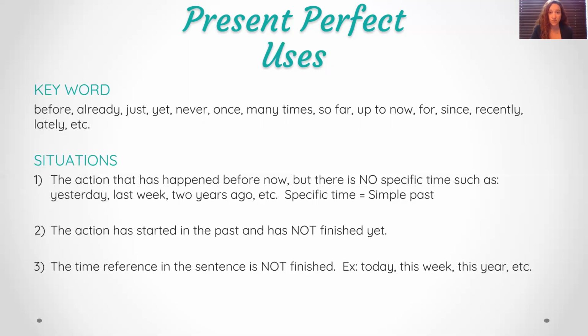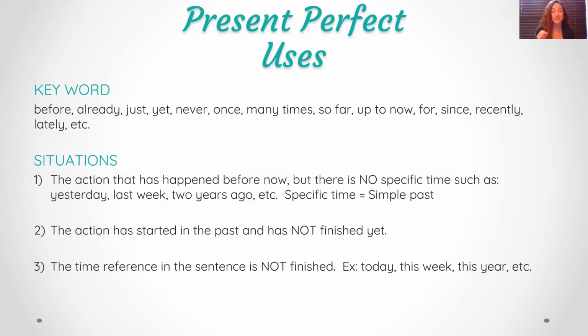Good. So the three situations in which we can use the present perfect would be, first, when we have done something that could be finished in the past, but the time is not important in the conversation. For example, if I tell you that I have seen a movie before, I probably don't remember when I saw that movie. I just want to share that I have seen that movie before. Good. So if you look at number one, the action has happened before now, but there's no specific time, such as yesterday, last week, 2 years ago, etc.